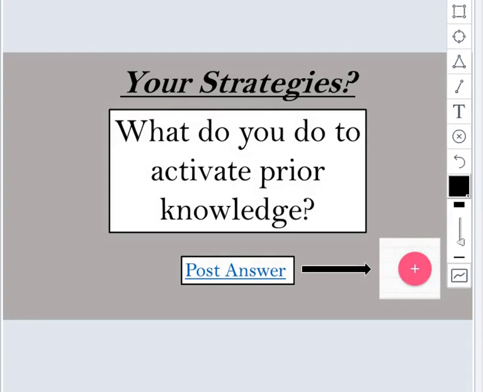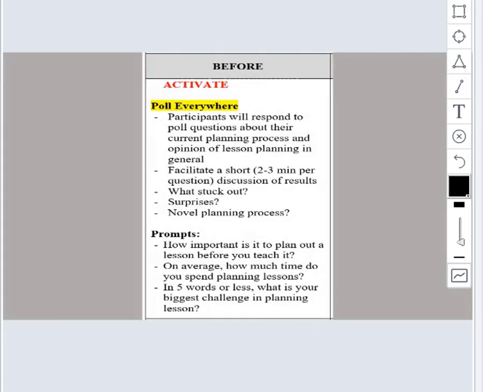And again, we'll skip over this Padlet activity and move in. Oh, I'm sorry. So this is an example of what my before column looks like. This is a snapshot of the before column for my lesson plan template for this session. So my activate prior knowledge strategy was to use the polls that we skipped there in those first few slides.